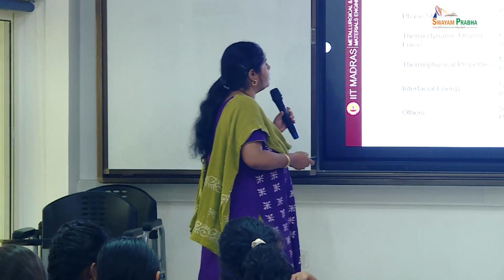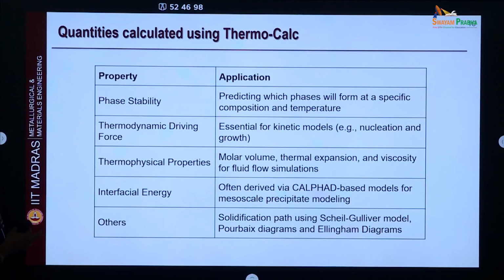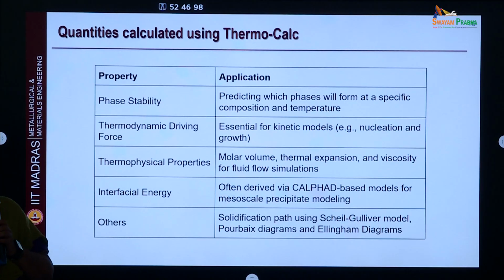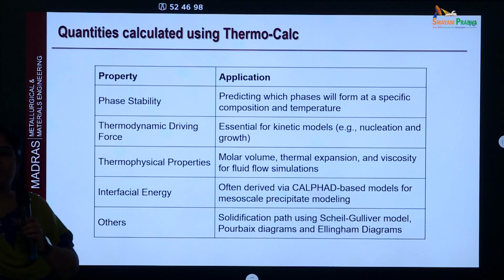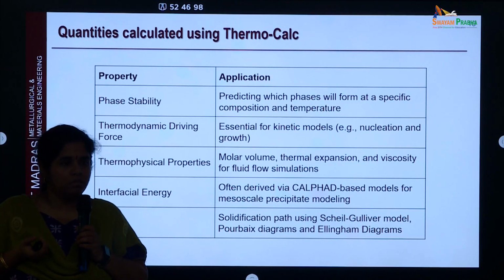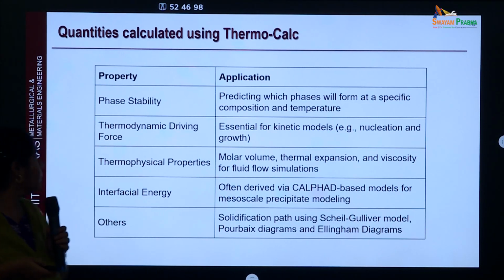So what are all the properties? Phase stability, driving forces, the thermophysical properties, some interface properties. When you do a precipitation simulation, you need to know about the interfaces, like what is the energy between the matrix and the precipitate. So that is the interfacial energy, and some others like solidification and Pourbaix diagrams. You have heard about Ellingham and Pourbaix. Ellingham diagrams you might have studied, maybe for oxidation and so on, and the Pourbaix diagram is for corrosion.